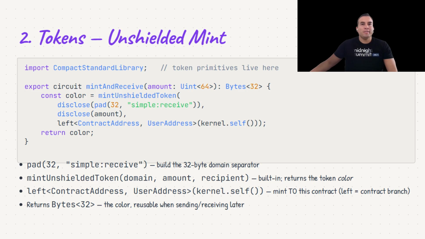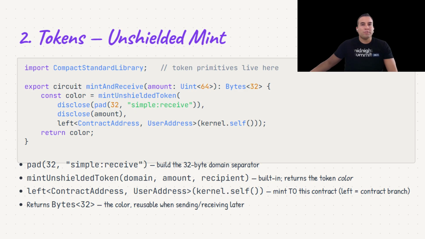First line inside the circuit, mintUnshieldedToken, which is a built-in. 3 arguments: the name tag, the amount, and the recipient. We build the name tag inline by calling pad(32, "simple-receive"). Padding the string to exactly 32 bytes, that string is this token's unique identifier. The recipient is kernel.self. Send it to the contract.